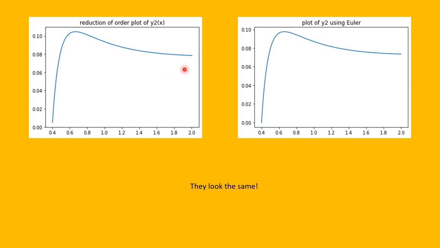So comparing the two graphs, this is the graph of the second solution we got to the initial value problem, starting with Frobenius's method and then reduction of order. And this is the graph we got of that same solution using initial conditions at x equals 0.4, and then stepwise numerically computing points on this curve. And as you can see, these two curves look the same.